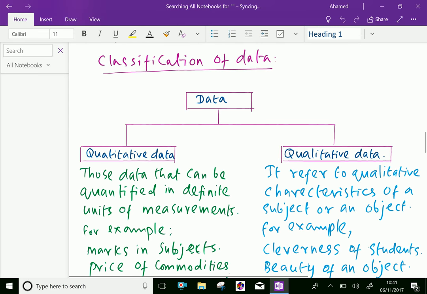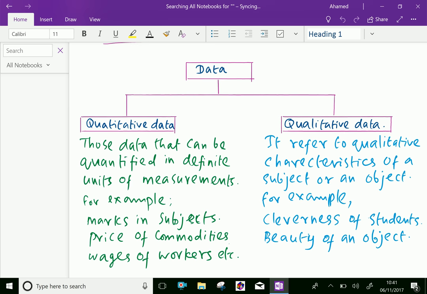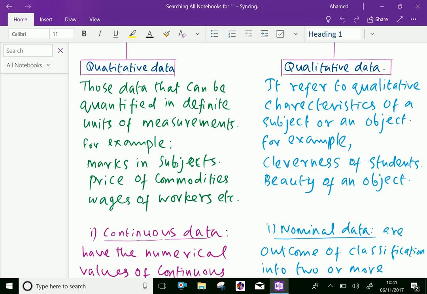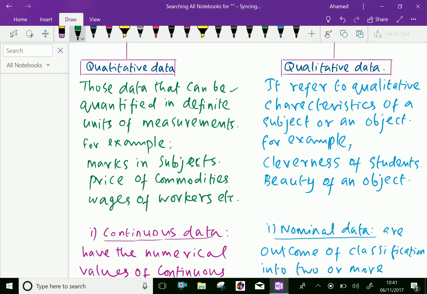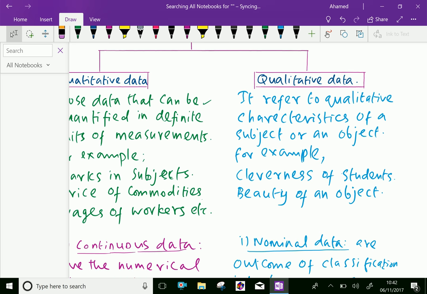Now let us discuss classification of data. Here, data is broadly classified in two: first one, quantitative data, the second one, qualitative data. Under quantitative data, those data that can be quantified in definite units of measurement, for example, marks in subjects, price of commodities, wages of workers, etc. Qualitative data refers to quality characteristics of a subject or an object, for example, cleverness of students, beauty of an object, etc.